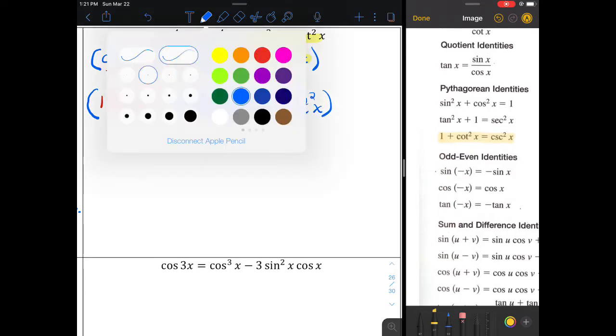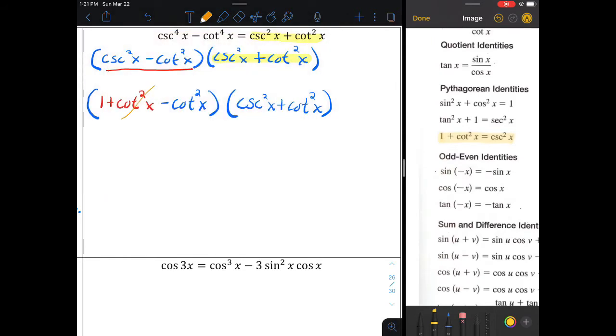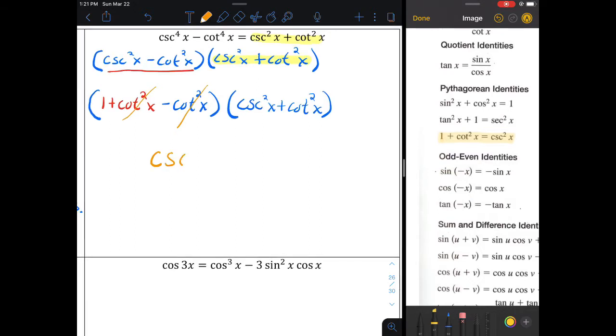Well, that's going to make the cotangent squareds cancel. That leaves me with just 1 times cosecant squared plus cotangent squared. And so I have reached my right-hand side, cosecant squared x plus cotangent squared x. And that is my right-hand side.